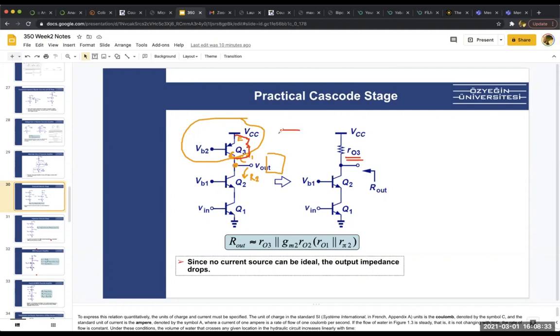So we can basically redraw the circuit. Your circuit will be RO3 in parallel with your cascode resistance, which we already derived before. Another practical cascode stage. You might ask, why are we connecting this transistor here? Why aren't we connecting this cascode directly to VCC, right?